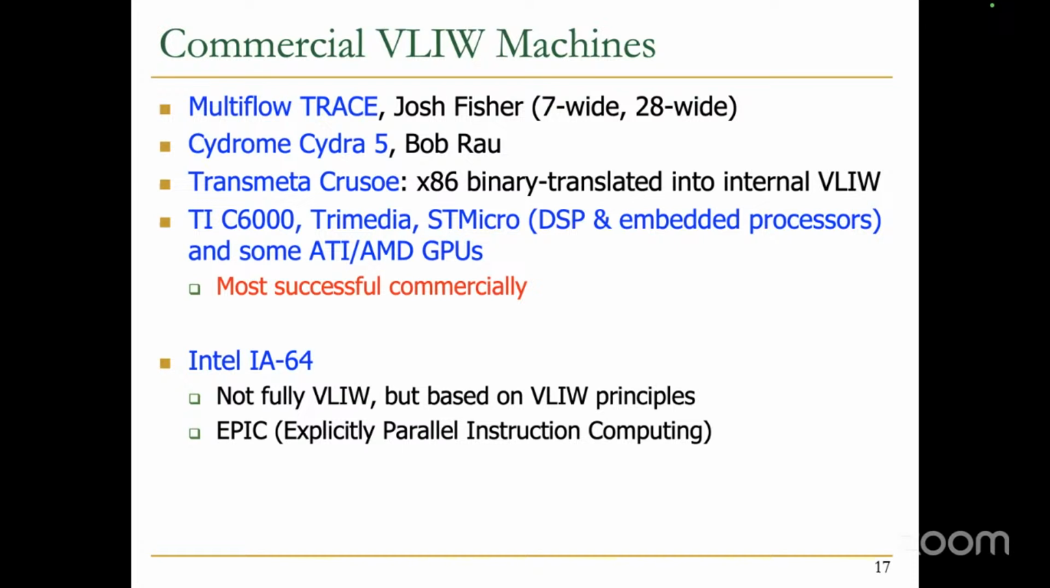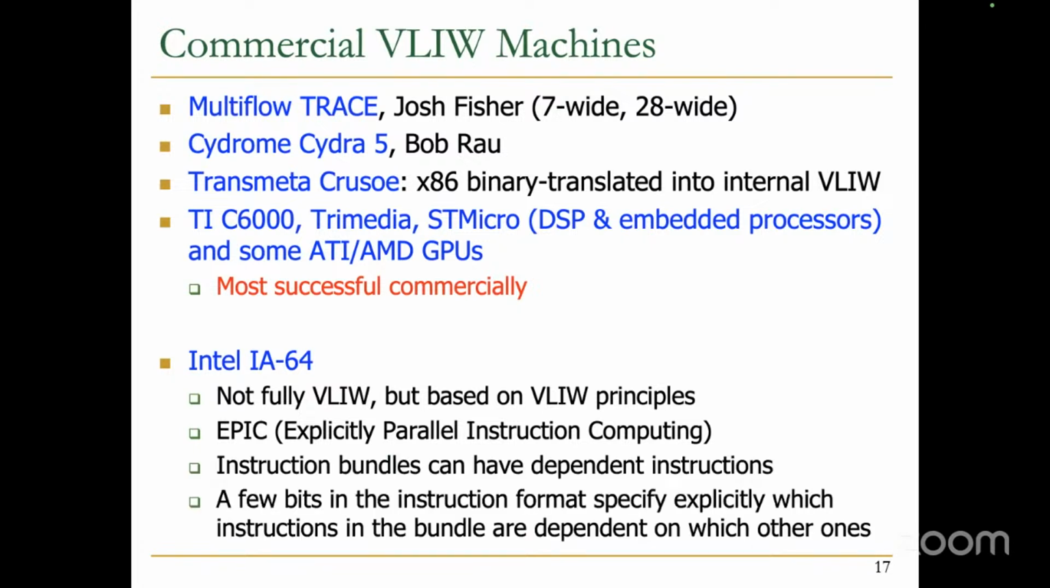So this simplifies the hardware, because the hardware doesn't need to check the dependencies, because the compiler is telling them. But it's not perfect VLIW in the sense that not all instructions in a bundle are independent of each other. So Intel actually tried hard on this one. So how do they encode dependencies? A few bits in the instruction format specify explicitly which instructions in the bundle are dependent on which other ones. Again, I will not go through this, but this was something Intel pushed a lot. Unfortunately, it was very difficult to move the software world to this sort of paradigm. As a result, Intel had to abandon this, even though it was a very innovative project to change the nature of x86, let's say.